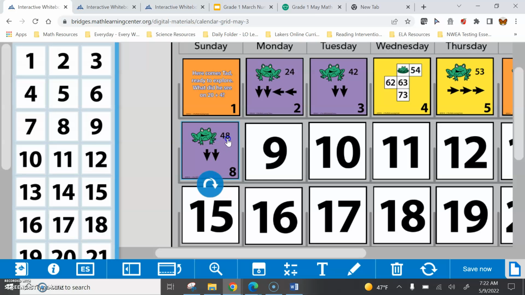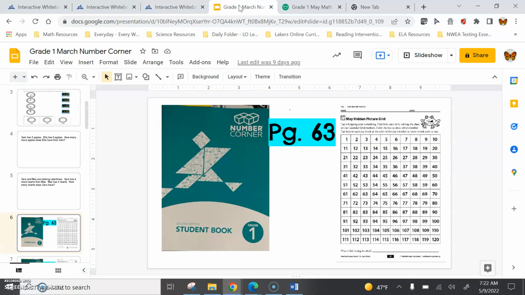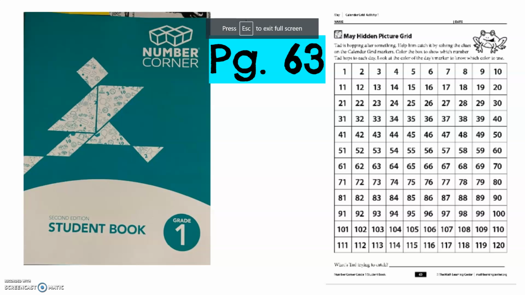So he was on 48 and he went down 2. Let's see where that would take us. If he was on 48, and again, let me remind you where this information is. I need you to pull out, please, your math workbook that we'll be using every single day for Number Corner. It's the math workbook that has blocks on the top and a person made of shapes.